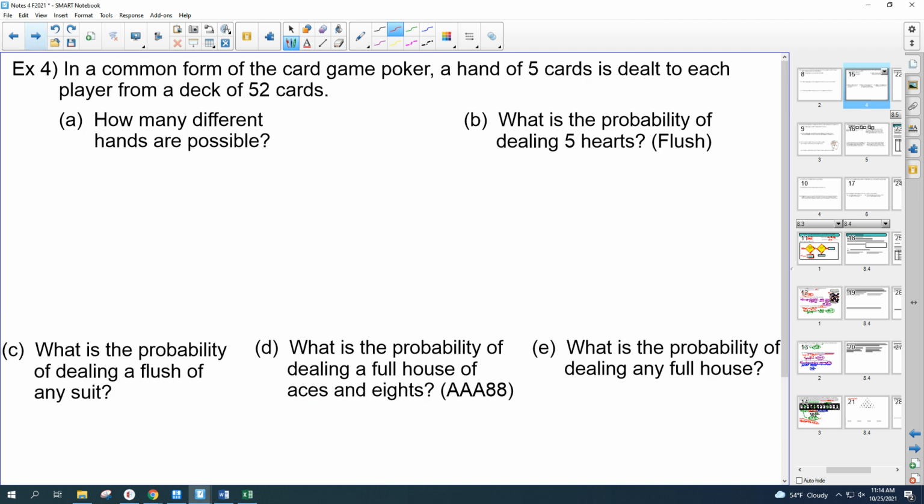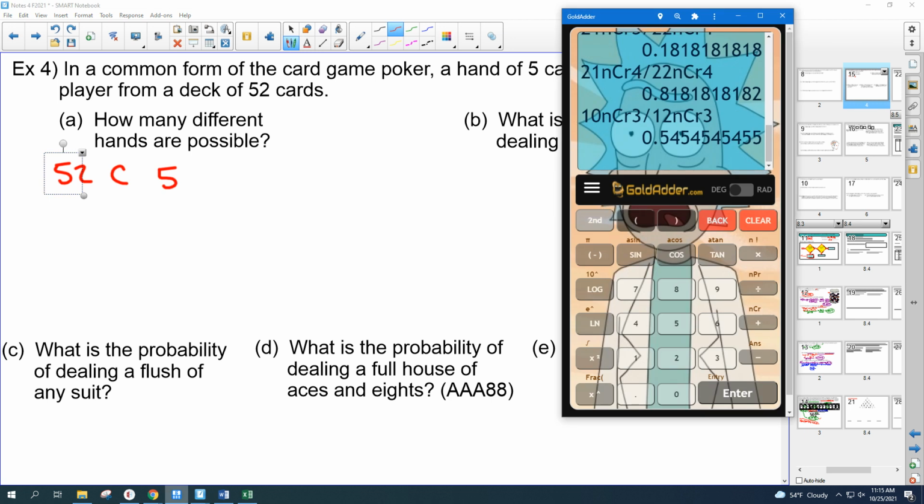Okay, moving on. Number 4. In a common form of poker, 5 cards are dealt from a deck of 52 cards. This is a common probability question. You've got 5 cards dealt from 52 cards. How many different hands are possible? Well, we want a group from a group. We want 5 out of 52. And the order that I get those cards doesn't really matter. If I get a king and then a queen, who cares if it's reversed and you get a queen then a king? Doesn't matter. 52 choose 5. This number happens all the time in probability. It's 2,598,960.